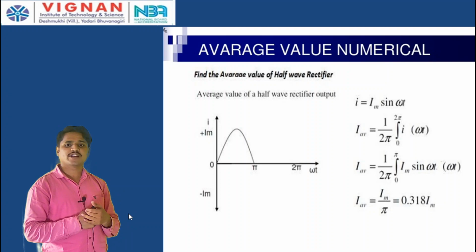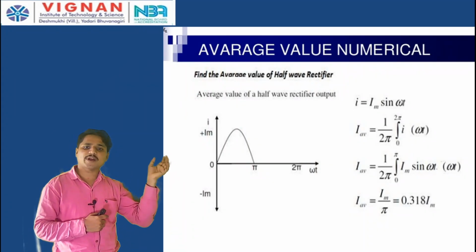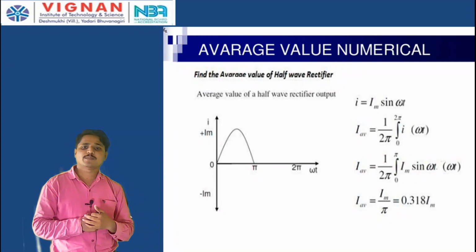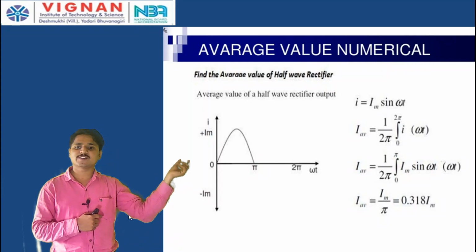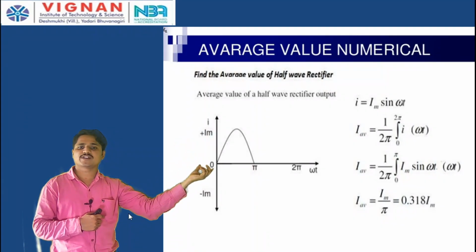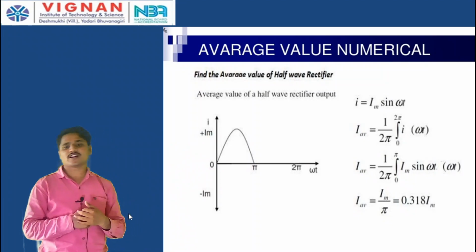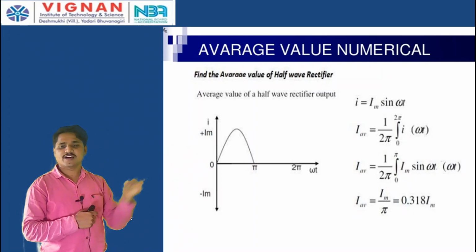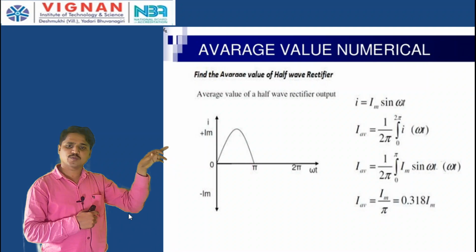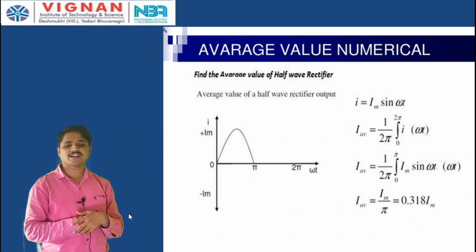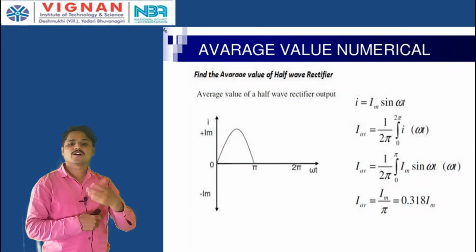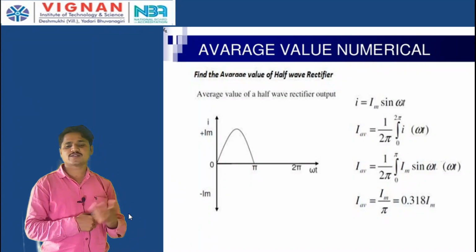So, minus cos omega t, apply the integral, that is 0 to 2 pi, but 0 to pi it is sin omega t, but pi to 2 pi it is 0. Therefore, I am taking the limit here 0 to pi as Im sin omega t; pi to 2 pi it is 0, therefore, we are not considering. Here 1 by 2 pi integral of 0 to pi Im sin omega t plus 1 by 2 pi integral of pi to 2 pi Im sin omega t, but pi to 2 pi the value is 0, therefore, that entire value becomes 0. Therefore, the integration of sin omega t is minus cos omega t.